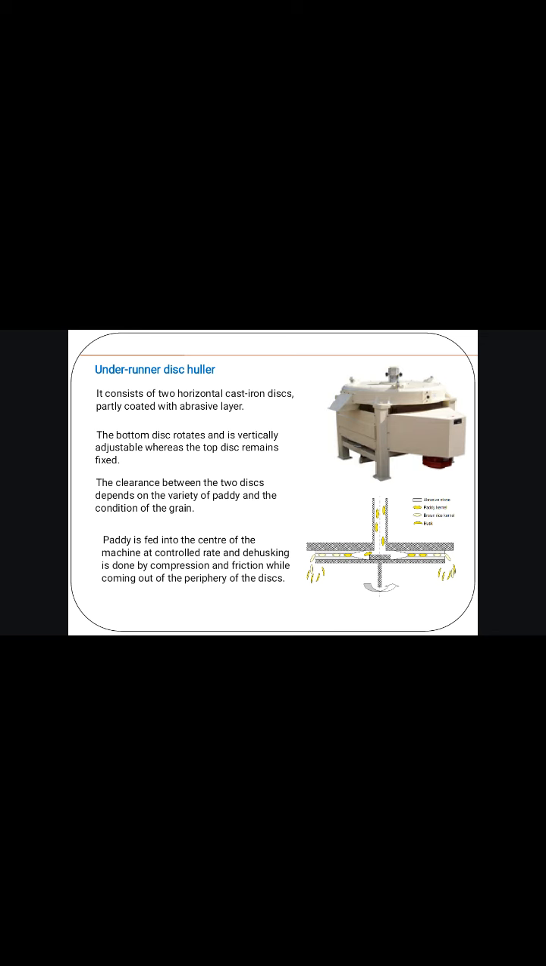So this gray color inside this machine is the abrasive stone. Then yellow color is the paddy kernel. Then light yellow color is the brown rice kernel, and thick yellow color is the husks. So this is the underrunner disc huller. It consists of two horizontal cast iron discs partly coated with abrasive layer. The bottom disc rotates and is vertically adjustable, whereas the top disc remains fixed. Also the clearance between the two discs depends on the variety of paddy and condition of the grain.